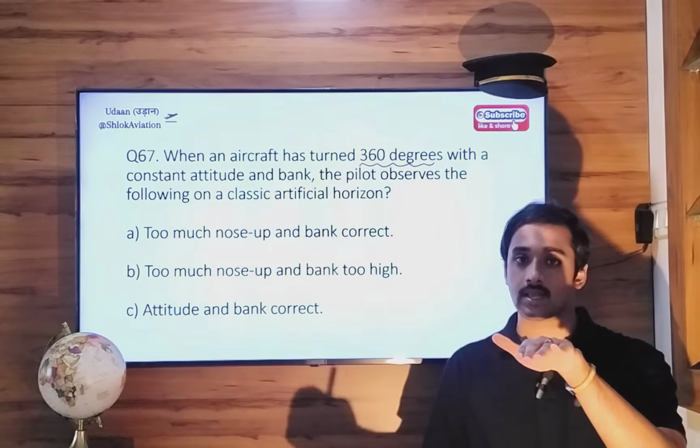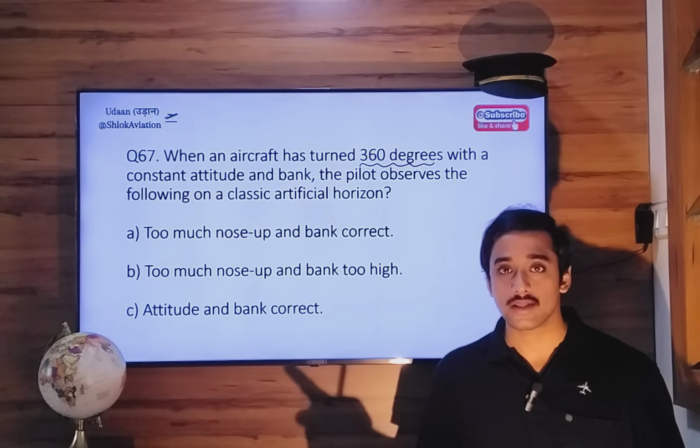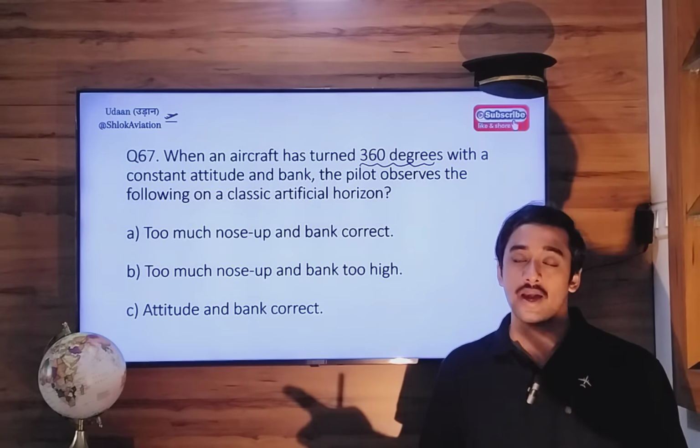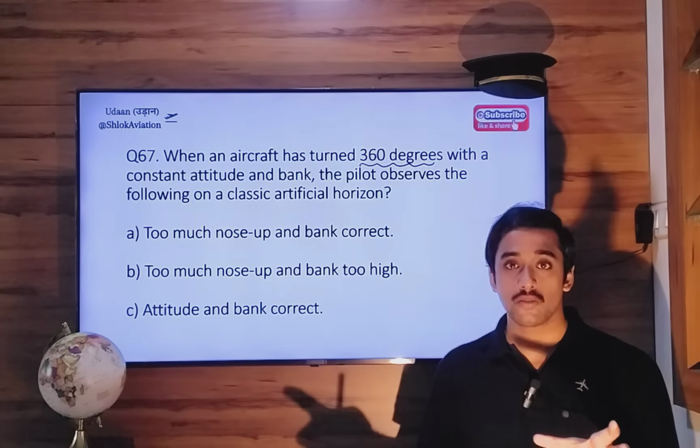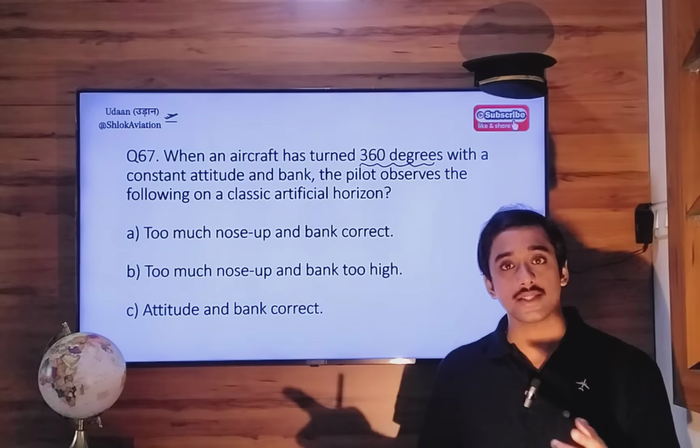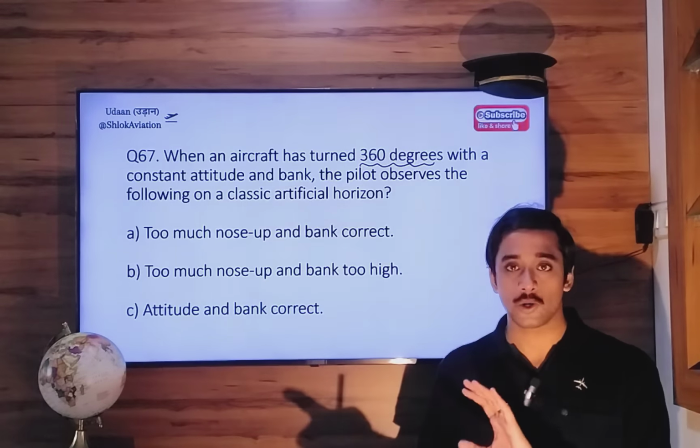If you decide to make a climbing left 360-degree turn, the attitude of your aircraft will be above the horizon. If you decide to make a descending 360-degree turn, the attitude of your aircraft will be below the horizon. Whatever attitude you choose to fly with, you're going to maintain that attitude constant throughout your 360-degree turn. And again, constant bank. So if the angle of bank that you choose to make a turn is 20 degrees, you're going to maintain that 20-degree bank throughout the turn.